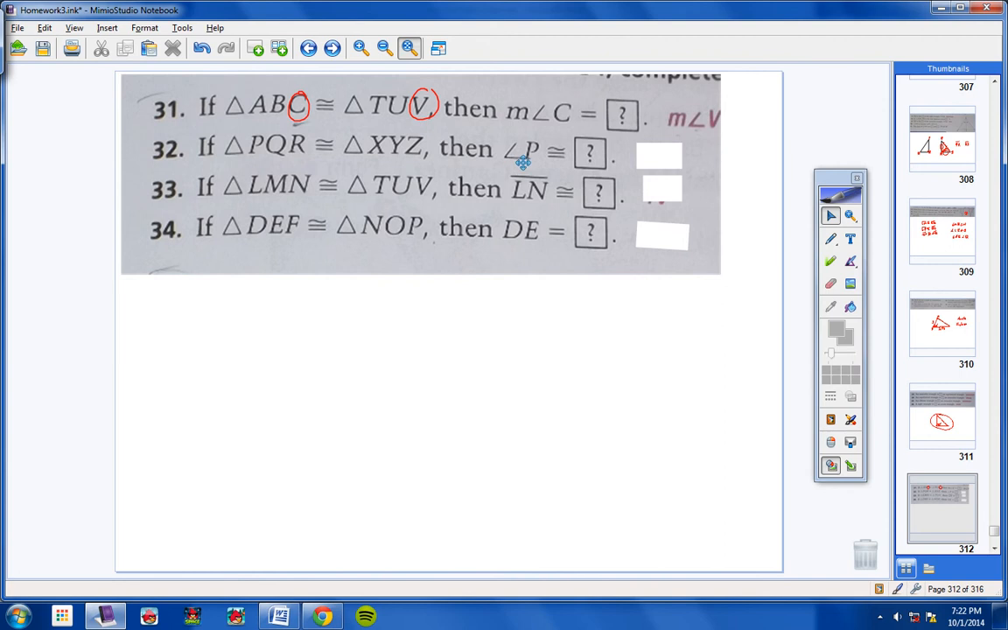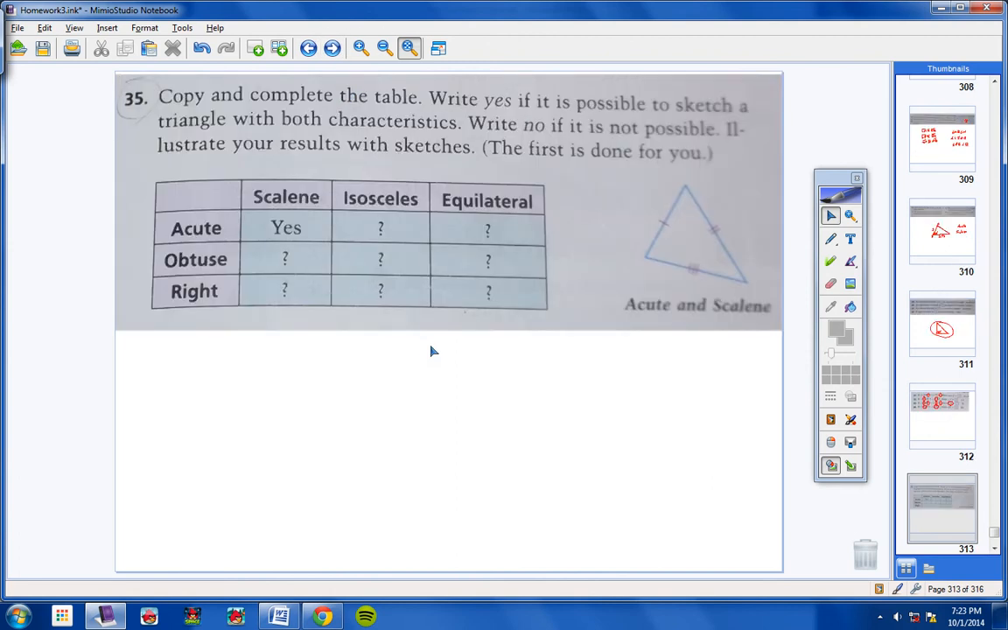Okay, angle P, which is right here, would be congruent to angle X. So angle P is congruent to angle X. All right. Let's see. Side LN, which is here, LN, would be congruent to side TV. All right. TV. And then segment DE, so here's DE, would be congruent to segment NO. Okay, so NO.